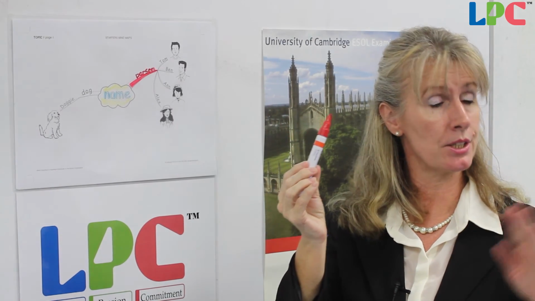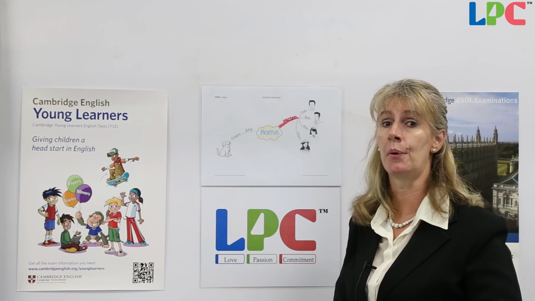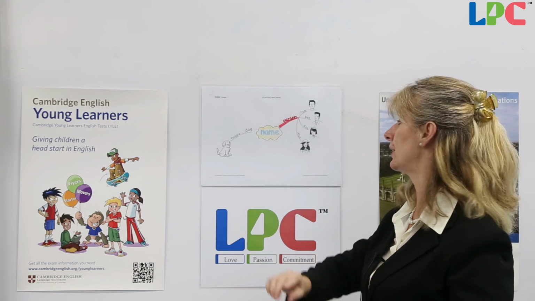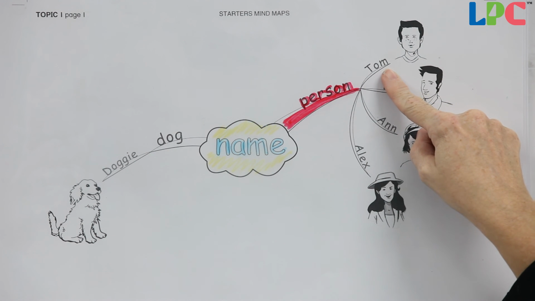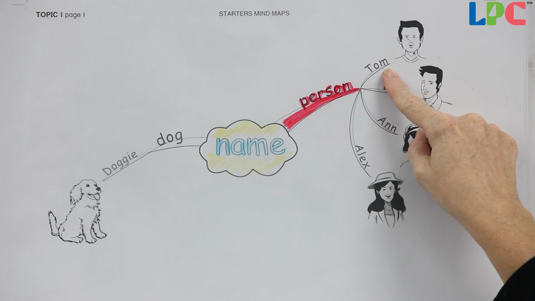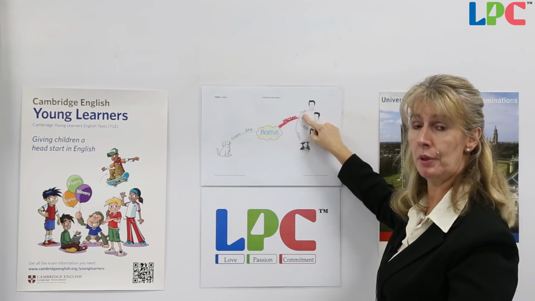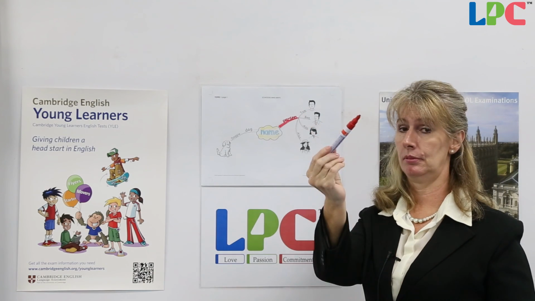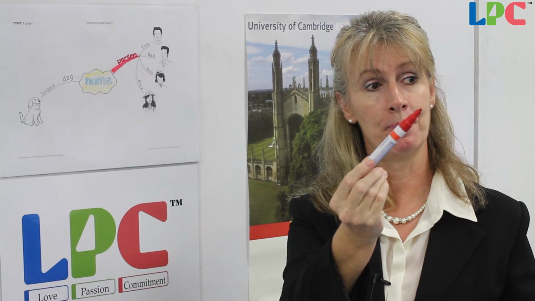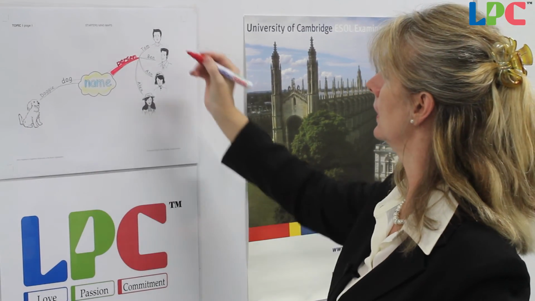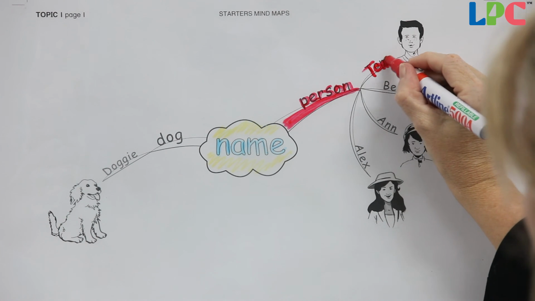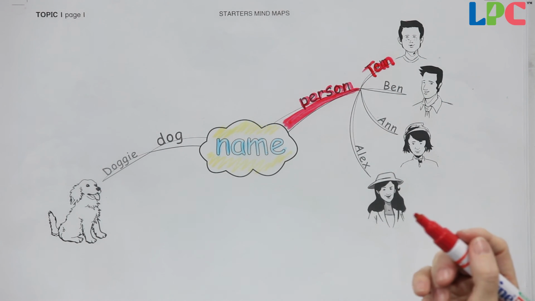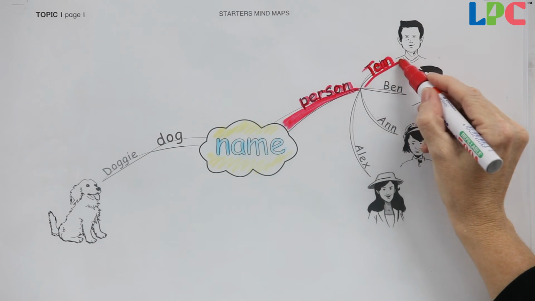Once you have done that, you see the children, the first child that finishes, pencils down. And we come to the next word. Tom. With your red pencil, write Tom. Let's do it together. T-O-M. Tom. And colour red.